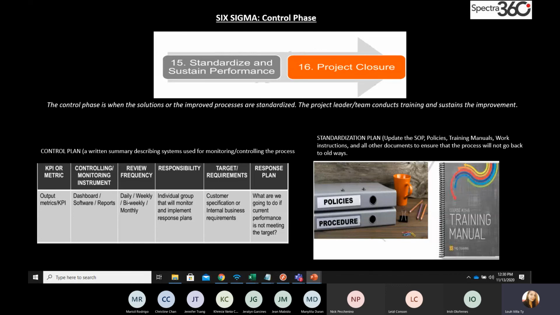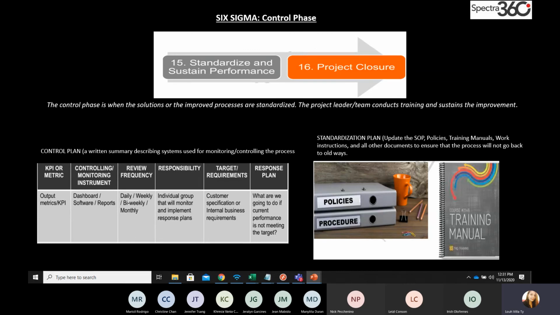Something that I would like to highlight here is the response plan. Response plan means what you are going to do if the current performance is still not meeting the target despite implementing the solutions that you already have. This is the control part. You need to do this, right? So you have to think of a response plan. If all of my three solutions do not yield a good result, I should have my plan B. So that's the response plan, which I will discuss later for my project, which is my last slide.